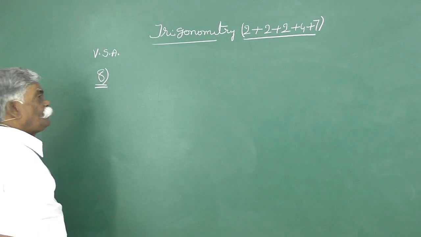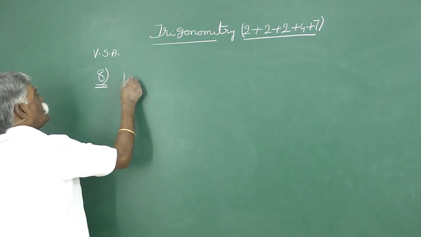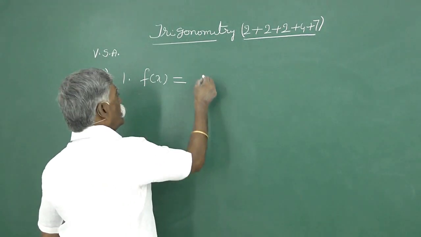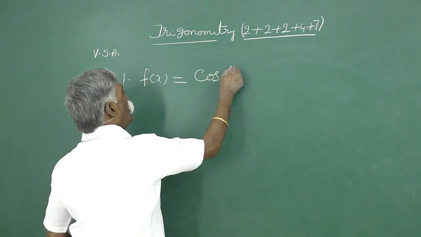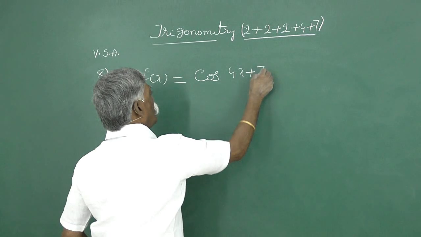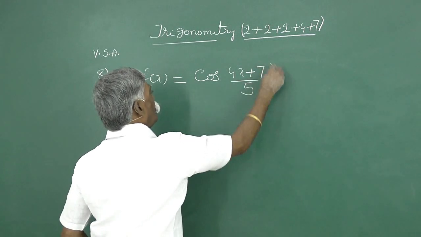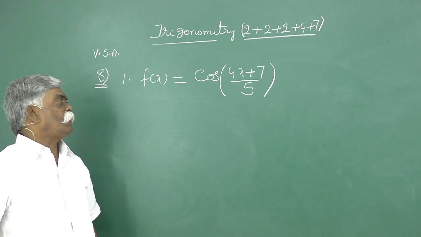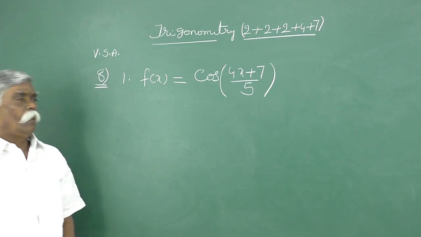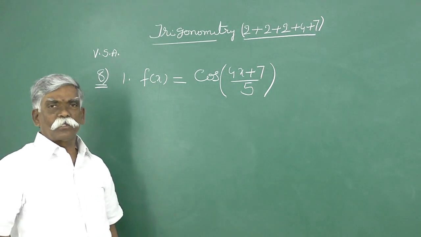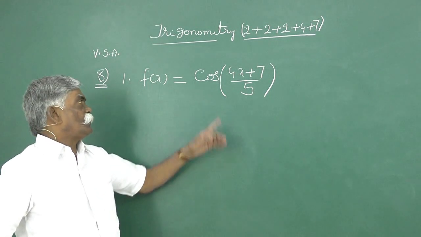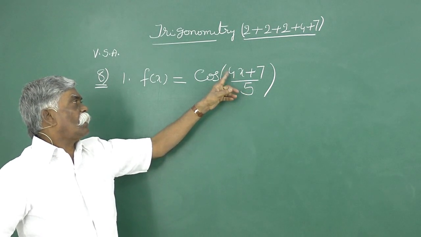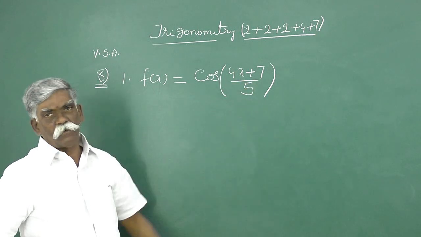Eighth one. First one is given as f of x equal to cos of 4x plus 7 by 5. We are asked to find the period for this function. The period of cos theta is 2 pi. This is cos of 4x plus 7 by 5. That means it is cos of 4 by 5 into x plus 7 by 5.